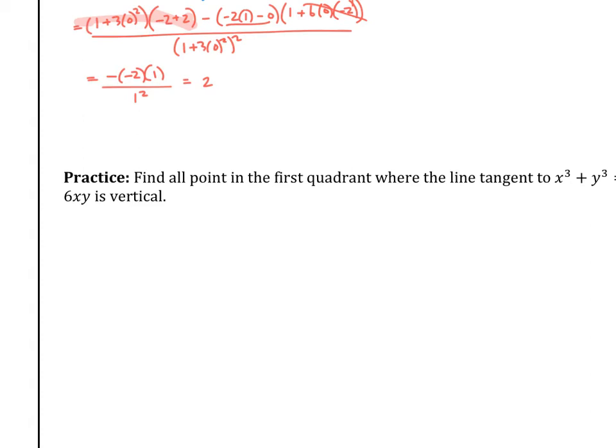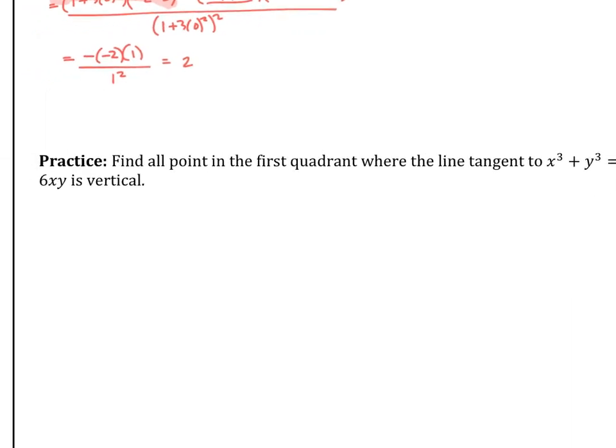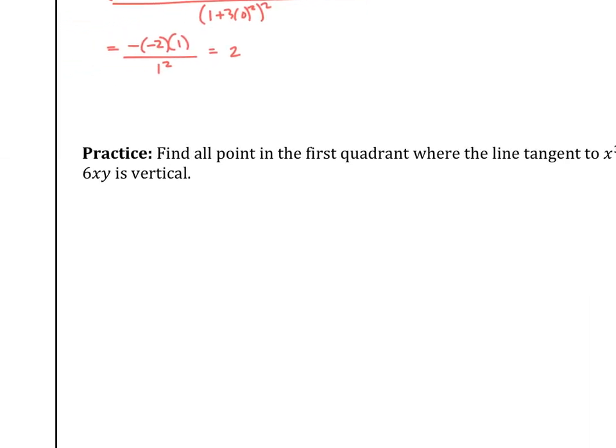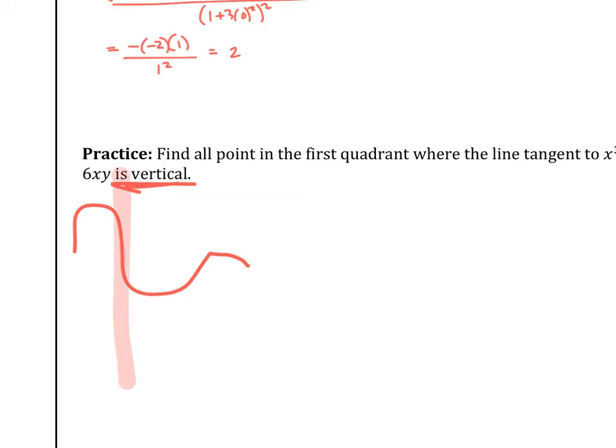Find all the points in the first quadrant where the tangent line to x cubed plus y cubed equals 6xy is vertical. What does it mean for the tangent line to be vertical? If you have a graph like this, where is the tangent line vertical? It is here. Now, what does that actually imply?